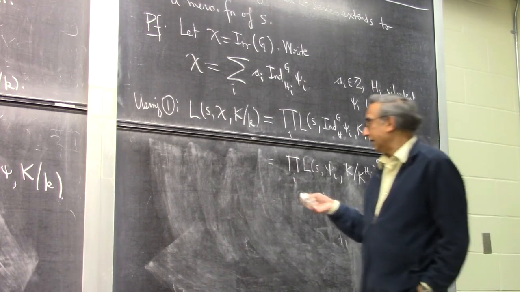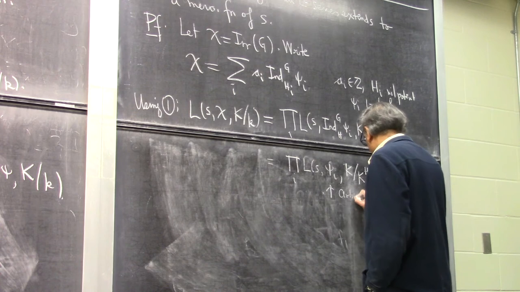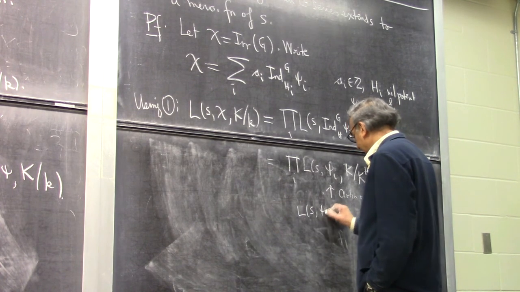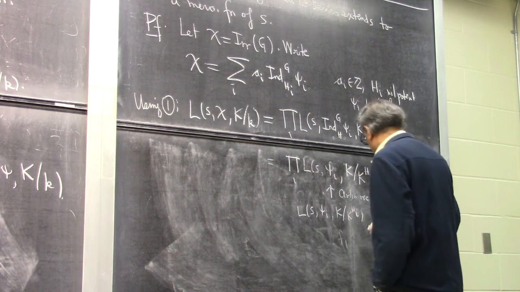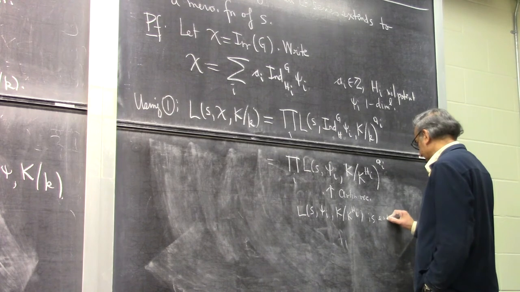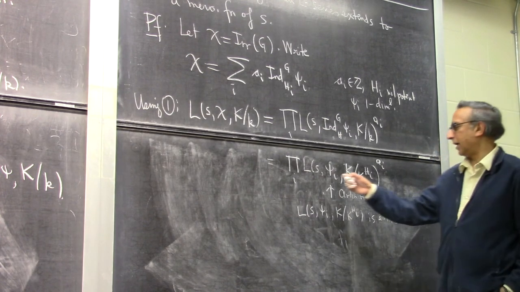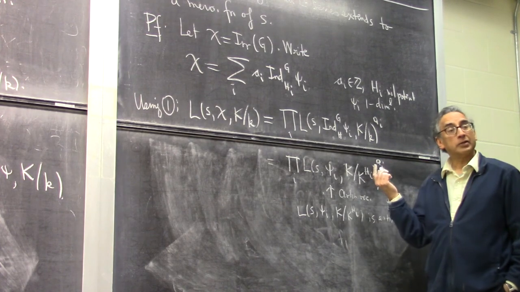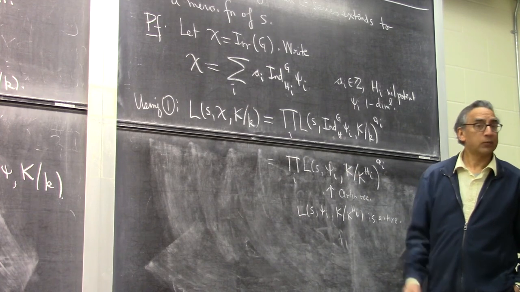So by Artin reciprocity, L(s, psi_i, K over K_i) is entire. And therefore, each of these objects here is an entire function, but the a_i could be a positive or a negative integer. Therefore, you have a quotient of entire functions, and that's why it's meromorphic.